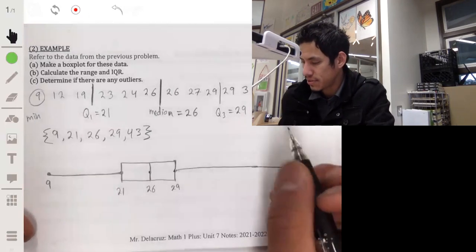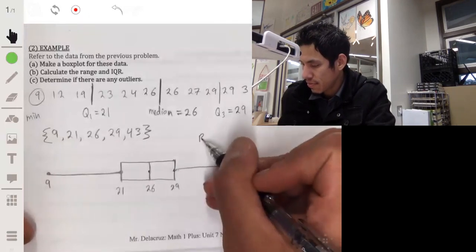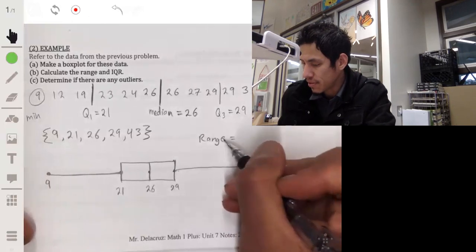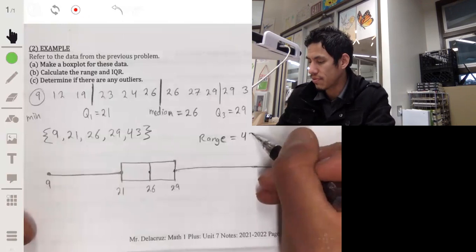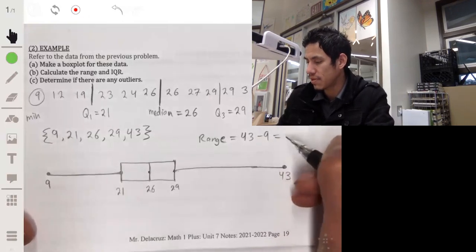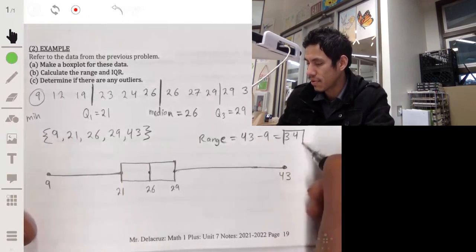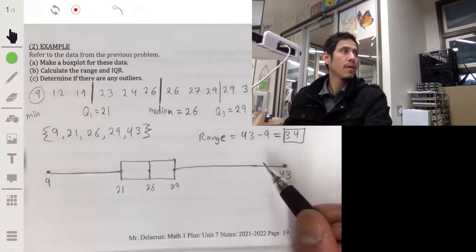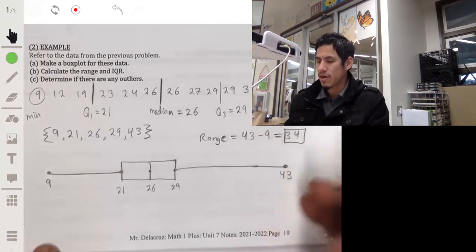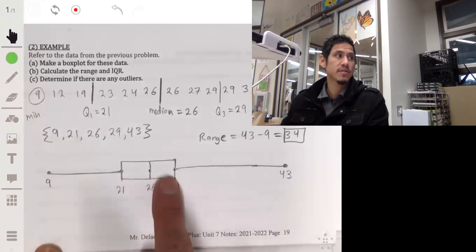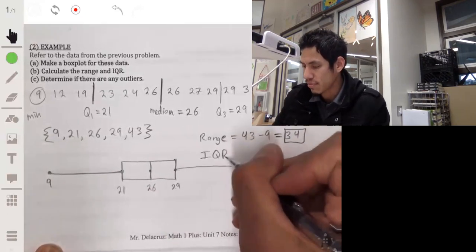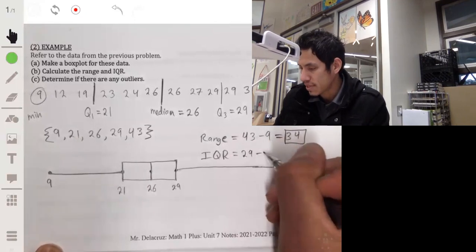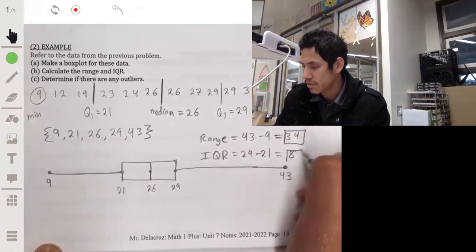And so the range will just be equal to the difference from the max to the min. So we can just do 43 minus 9, and that'll be 34. The IQR is the distance from Q3 to Q1. So our IQR will be 29 minus 21, or just 8.